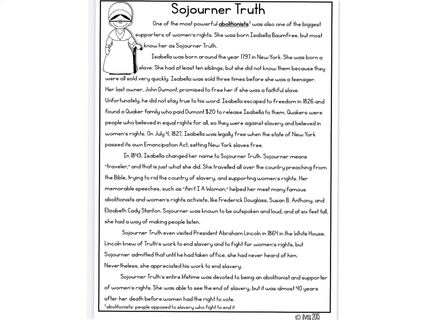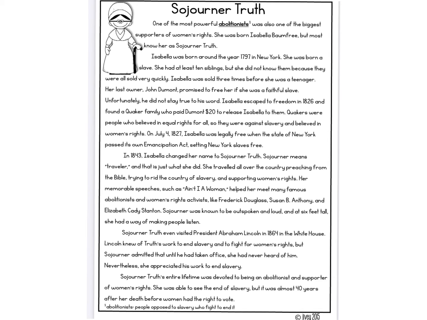She had at least 10 siblings, but she did not know them because they were all sold very quickly. Isabella was sold 3 times before she was a teenager. Her last owner, John Dumont, promised to free her if she was a faithful slave. Unfortunately, he did not stay true to his word.